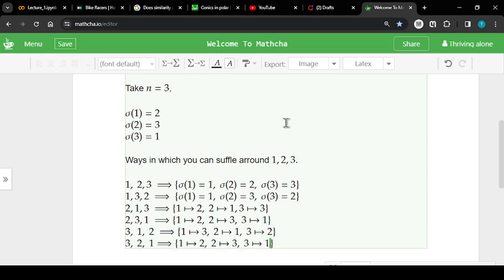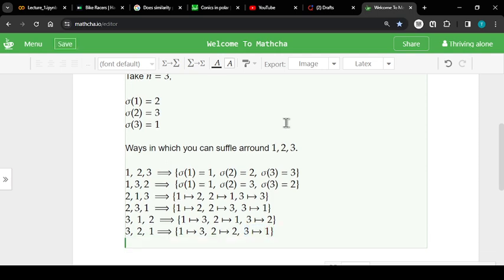1 is mapped to 3, of course. 2 is the position which was originally held by 2, remains with 2, so that's a fixed point. And the last position is, of course, given to 1. That's it. So these are the 6 permutations. You can't have more. These are the ways you can shuffle the objects.